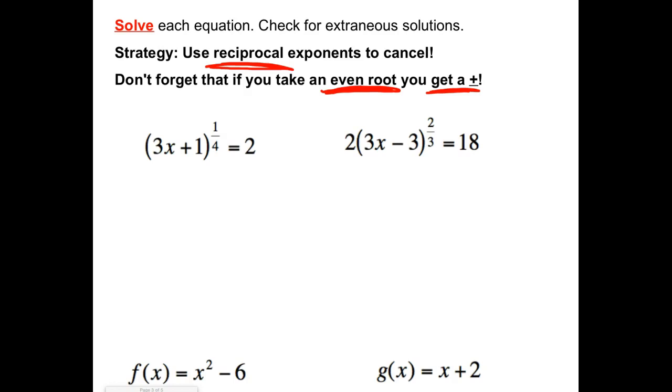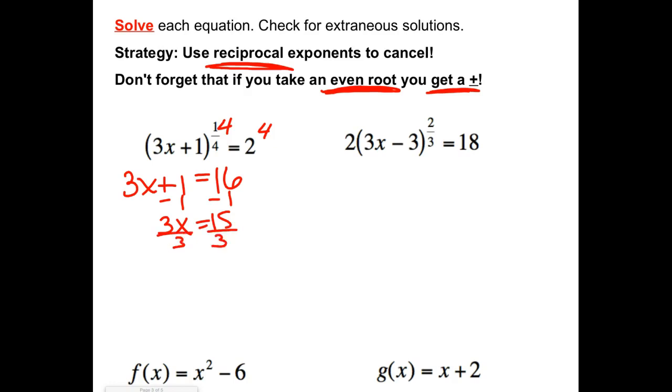Okay? So this one, I have 1/4. So what I'm going to do is I'm going to multiply by 4 over 1, or just 4. On this side, that means I'm going to take 2 to the 4th. So what I'm left with then is 3x plus 1. And on this side, 2 to the 4th is going to give me 16. From here, we're just going to use our solving skills.